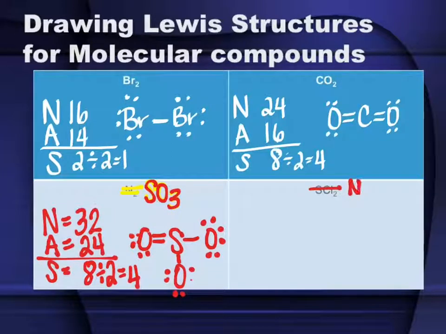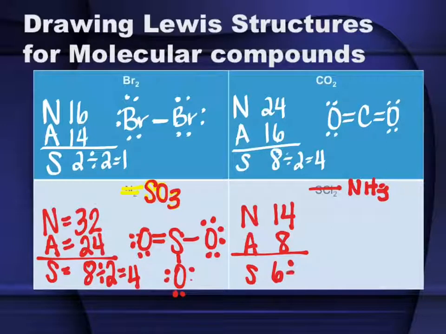We're going to do NH3. Here you go. Needed, available, shared. How many is needed? 14. 6 and 8 is 14. Why is it 14 and not 32? Because hydrogen needs two. Hydrogen only needs 2. How many are available? So hydrogen would be 1 then? 8. So how many are shared? Divided by 2. 3 bonds.